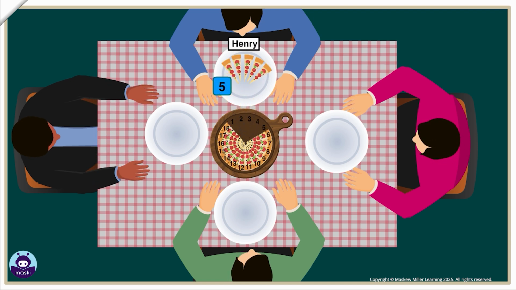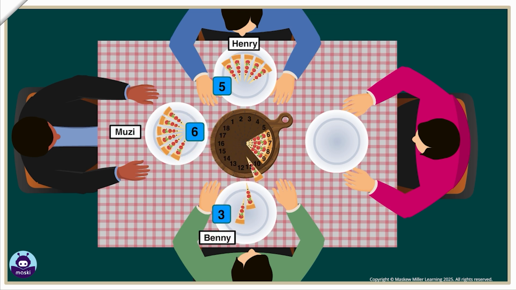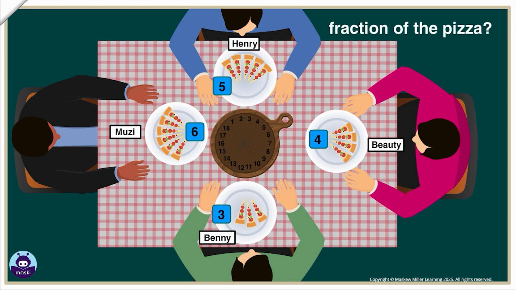Henry gets 5 slices. Muzi, who is the manager, gets 6 slices. Benny gets 3 slices, and Beauty gets 4 slices. What fraction of the pizza does each worker get?